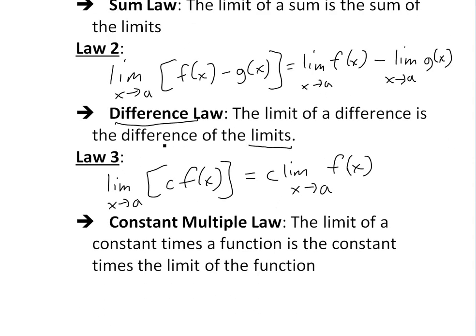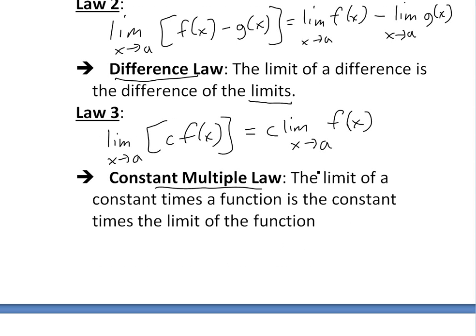Law 3 is called the constant multiple law. If you have a constant in front, then for the limit of c times f of x, you can take the constant out because it won't affect the limit. Then you just have the limit as x approaches a of f of x. Verbally, the limit of a constant times a function is the constant times the limit of the function. You just take it out and multiply it by the limit.